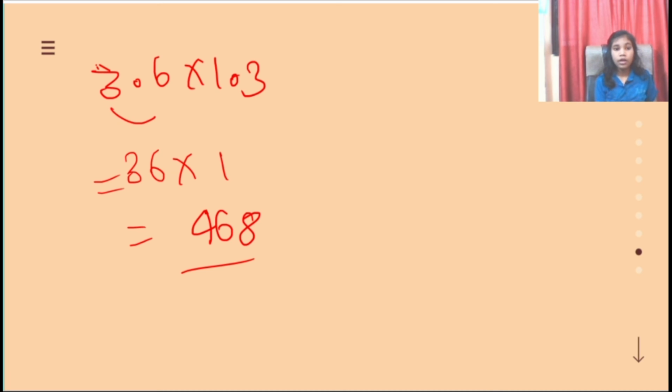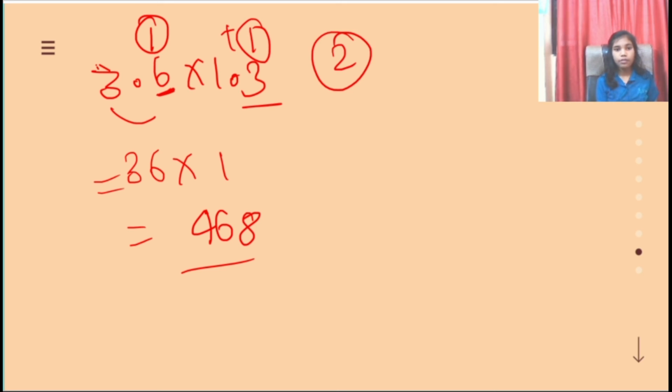Well, you have to just see the question again, right? Now you see in the first number that 3.6 has only 1 place after the decimal point, while the second has only 1 place after the decimal point. So 1 plus 1 equals 2, right? So 2 places should be counted from the right for the decimal point. So let's do that. 4.68 is your correct answer.